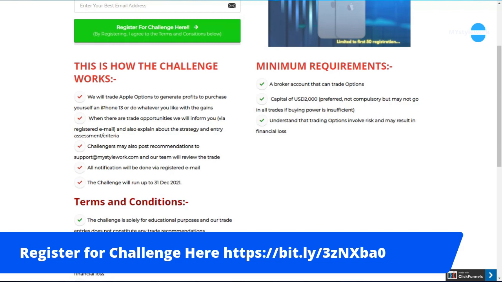And what are the minimum requirements? Of course, you need to have a broker account where you can trade options. I would recommend at least $2,000 of capital. That's preferred, but not compulsory. For those who have higher buying power, in case we do a trade with more buying power, like a naked position, then of course you can follow. If you do not have sufficient capital, don't follow, because the risks are quite high.